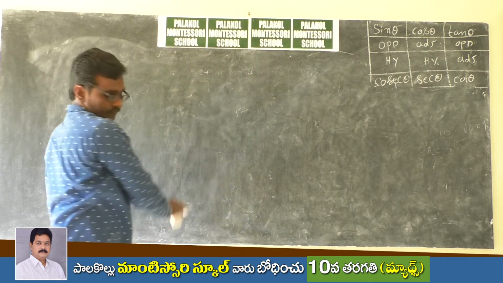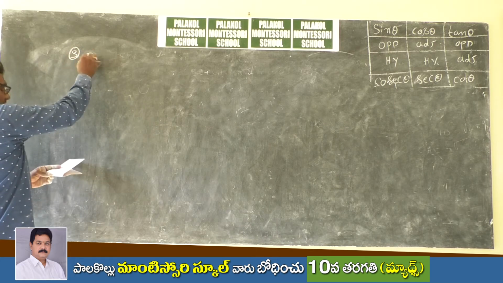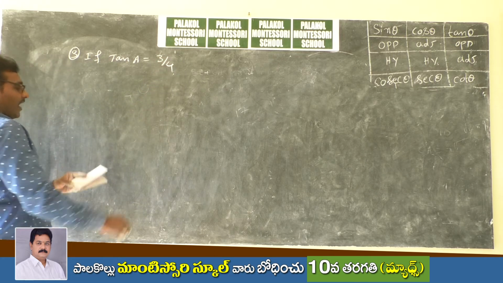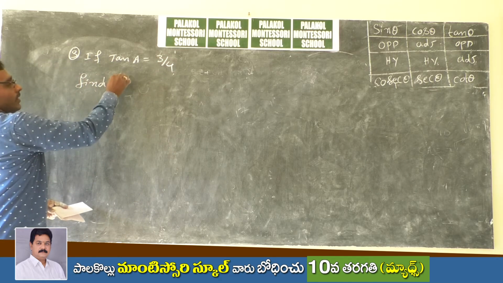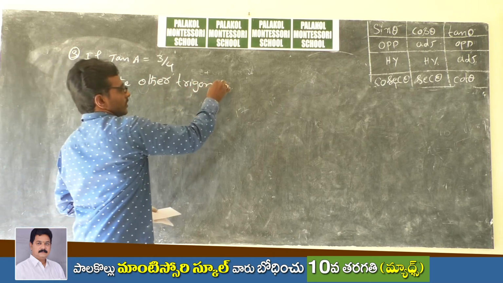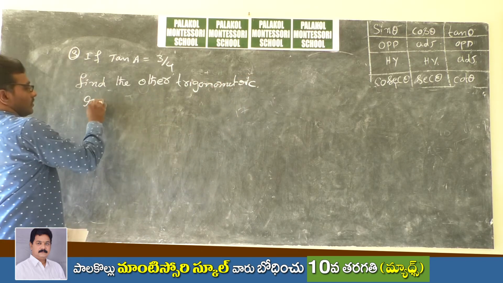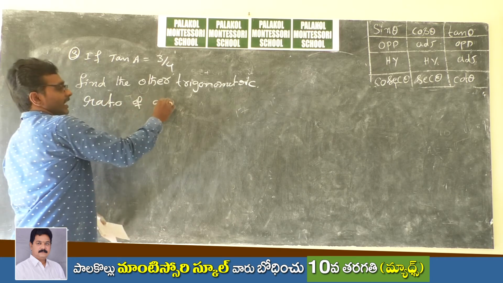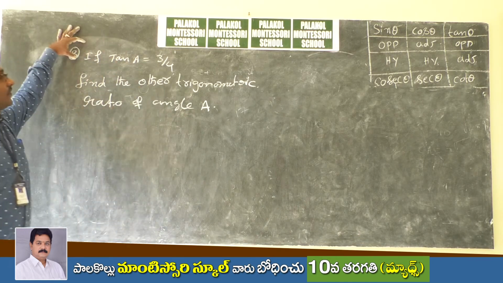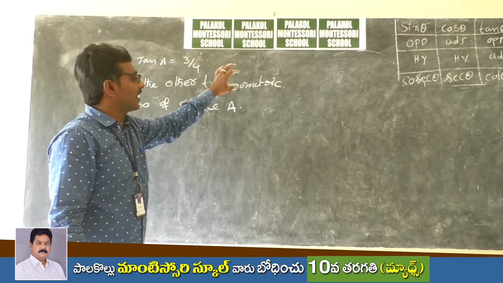Next question. Third question. Important. If tan A is equal to 3 by 4, find the other trigonometric ratios of A. If tan A is equal to 3 by 4, you find out the other trigonometric ratios.